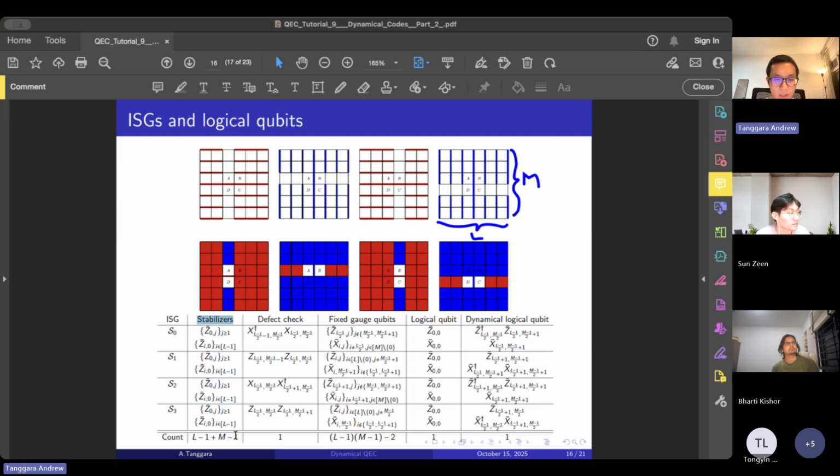So you're gonna have L minus one plus M minus one, right? Because I'm only taking those on the rows for the Z stabilizers, and for the X stabilizers, I'm going to take the columns. So I'm gonna have L minus one plus M minus one. And I also have this one defect check, right? This thing in the middle that I measure in this kind of weird column and rows. So that's going to be one.